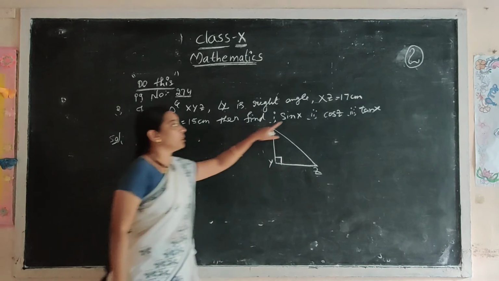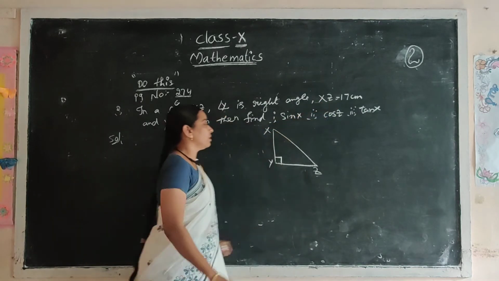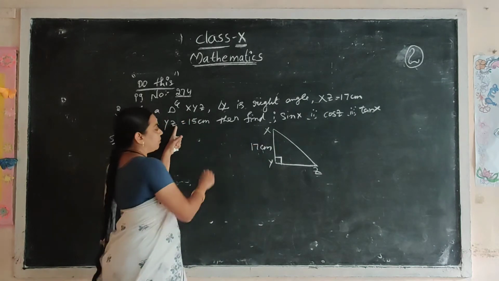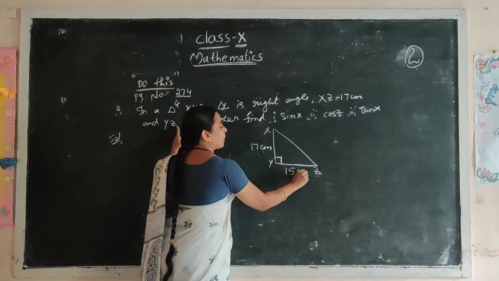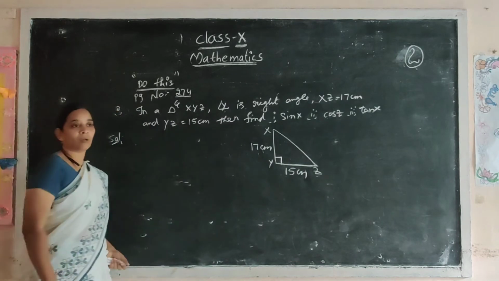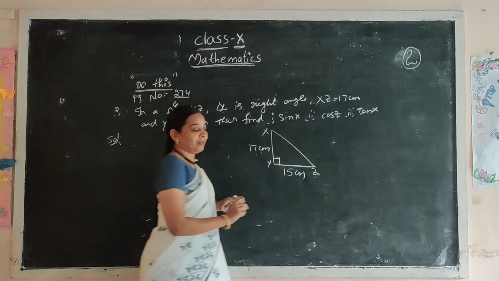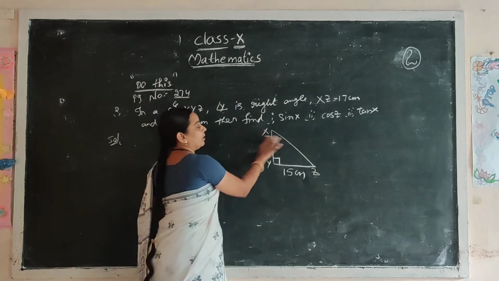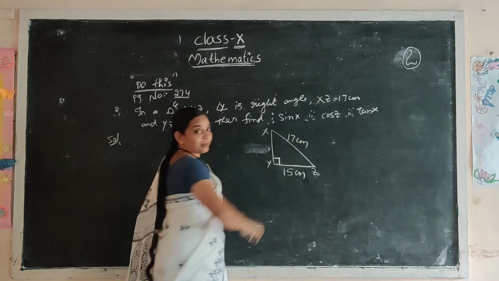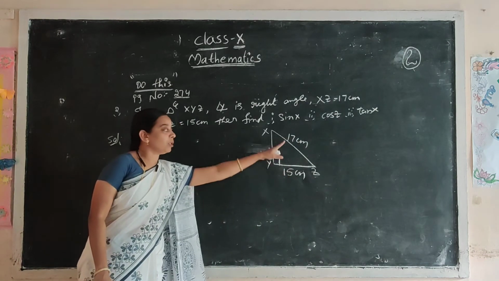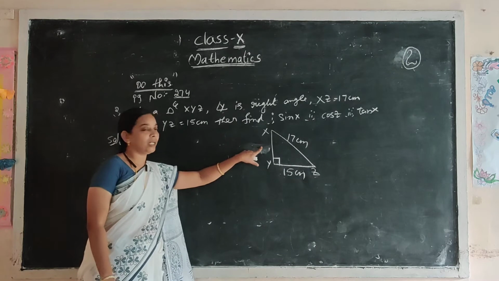Okay, so next, the measurements. XZ is given as 17 centimeters, and YZ is 15. So only two measurements are given. XZ is 17 centimeters, the hypotenuse is given and one more side is given. Only two measurements are given. Now we want to find the third measurement.